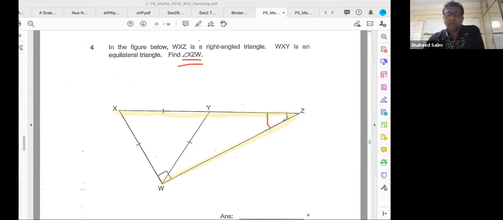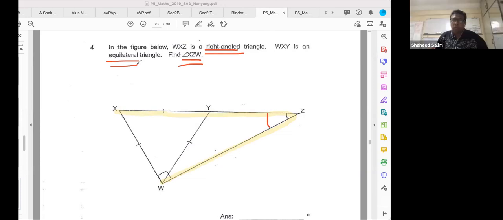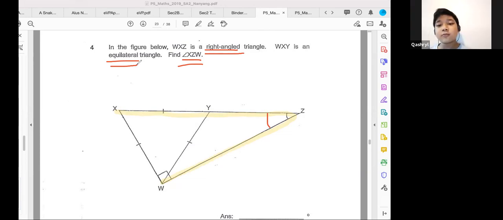Okay. This one. So how to find? They say they didn't give us any angle. They give you this. They tell you this one. They give you already. You must be able to find this.